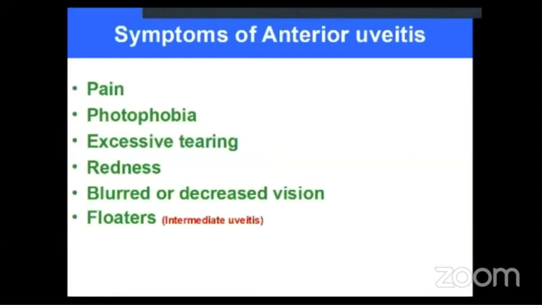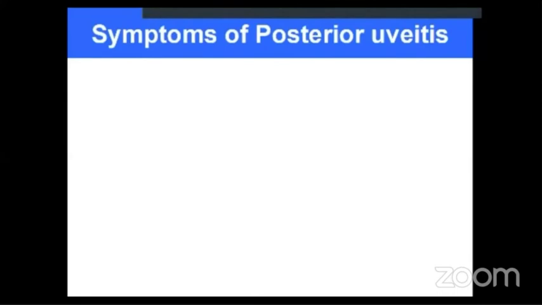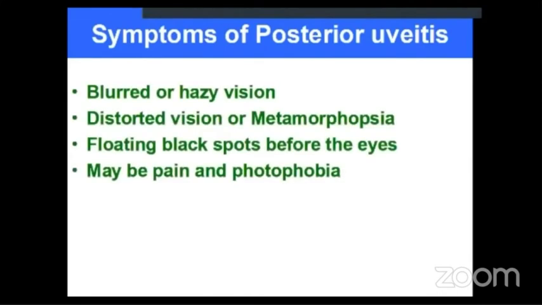We all know the symptoms of anterior uveitis, some of which may coexist with posterior segment inflammation or intermediate uveitis. So, posterior segment involvement invariably causes severe visual loss or metamorphopsia or floaters, and there may be spillover anterior segment inflammation along with this.